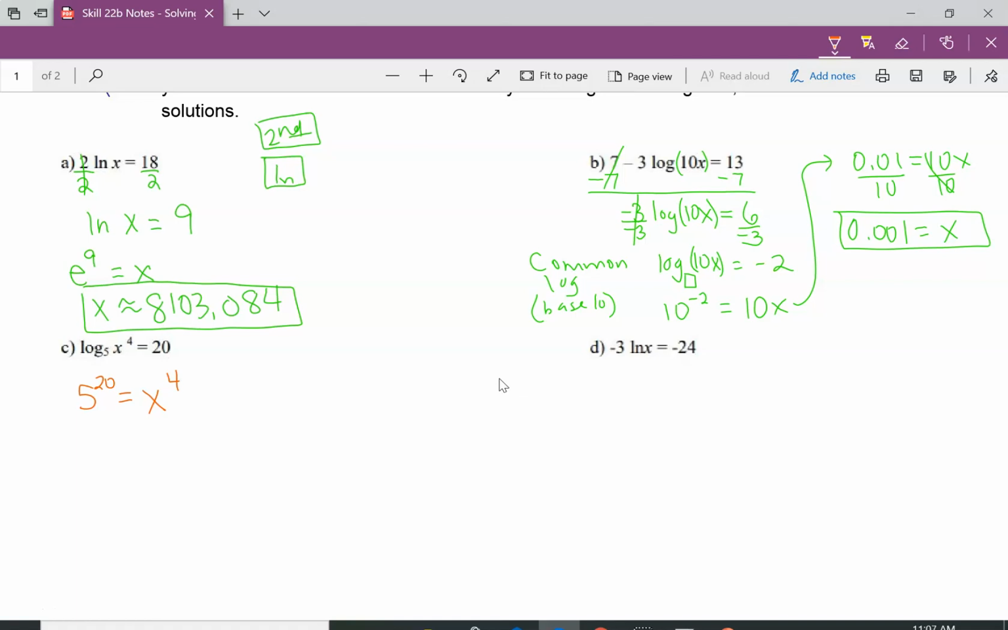The goal is to get x to the 4th by itself. So what we're going to do, and this is a skill that you might have to recall in your mind, is we're going to raise each side to the power of 1/4. It's the same as taking the 4th root of both sides. The 4 and the 1/4, when you multiply those out, just gives you 1. 20 times 1/4 is going to be 5, so we have 5 to the 5th, and that, when you put it in a calculator, is much easier. Okay, so there we go.